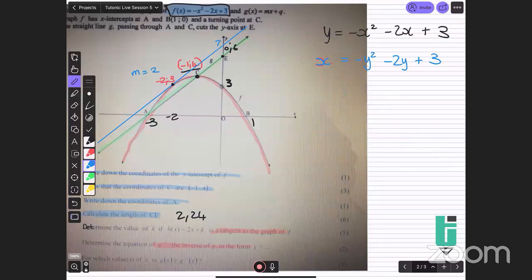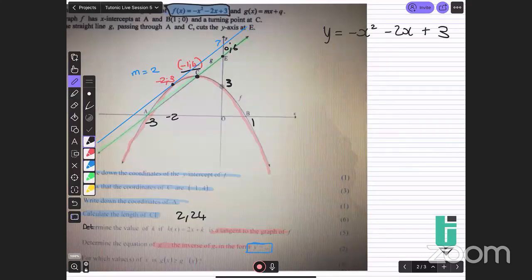Okay. So is that the 2 marks? Well, they want you to make y the subject of the formula. You see, I'm not sure if you see, but they're asking for the inverse of g, the straight line. Thank you. You've just made life a lot easier because it's an easier function.